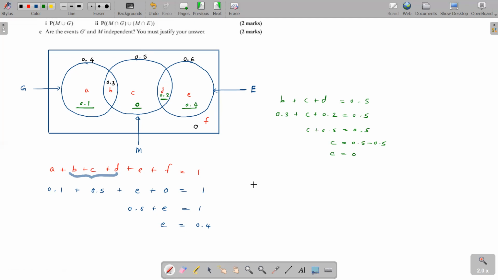Okay, so this is the complete Venn diagram. This is important. First you have to draw this diagram and then you have to attempt the question. So we'll move on to the question.